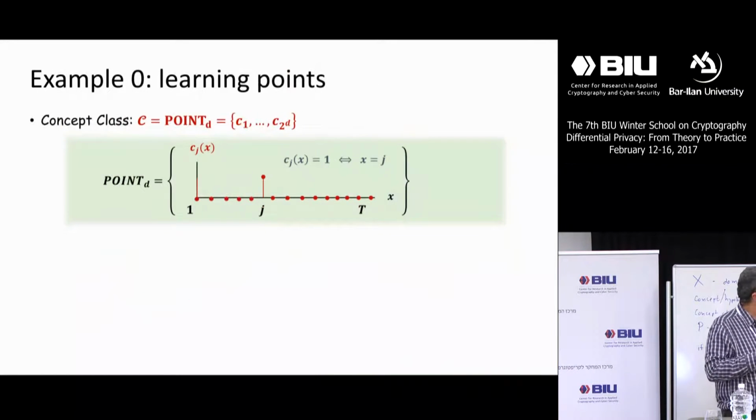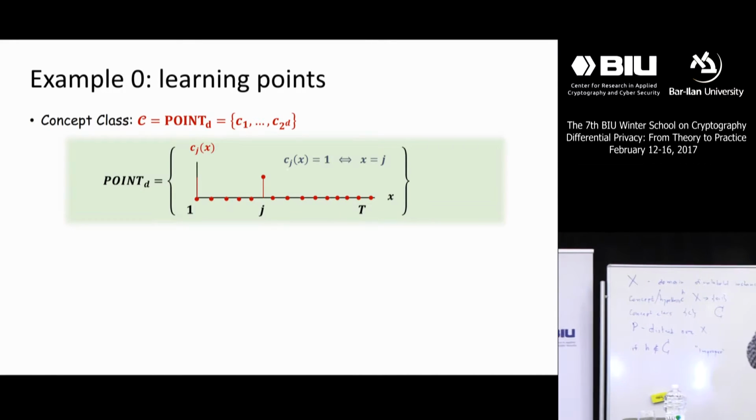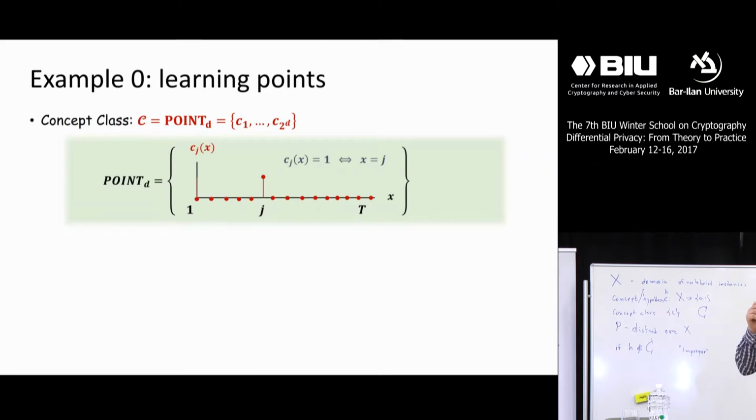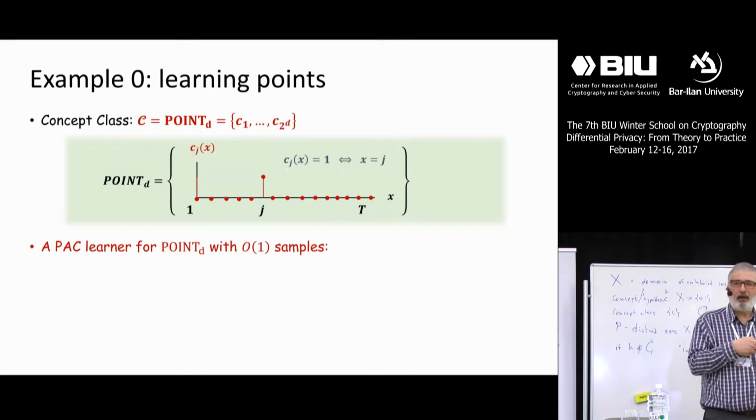Suppose the class of concepts that we're interested in is this very simple class of point functions. These are functions that evaluate to 1 on just one point of the domain, and 0 elsewhere. Really simple. And can you suggest a PAC learner for points? So what is natural to do?